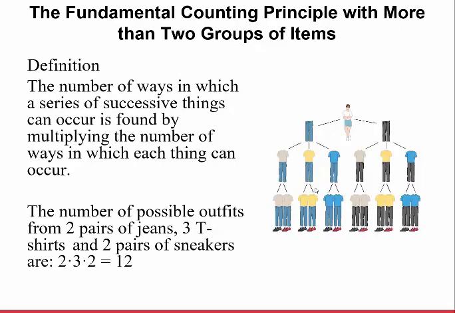You can expand on this. The number of ways in which a series of successive things can occur is found by multiplying the number of ways in which each thing can occur. So adding on to that shirt and jeans example, suppose I have two pairs of pants, three different shirts, and then I have black sneakers or red sneakers. The total number of outfits I have, I multiply my two jeans by my three shirts by my two pairs of sneakers. Two times three times two gets me 12 total different outfits.